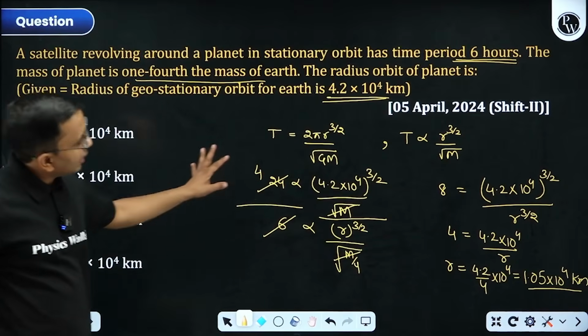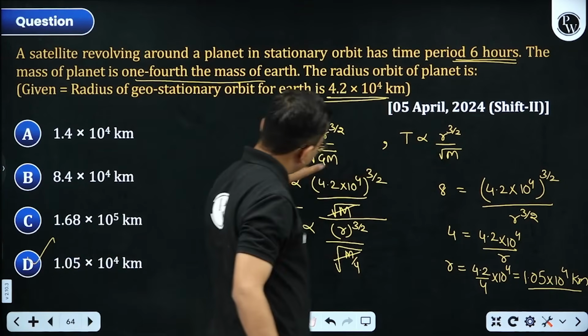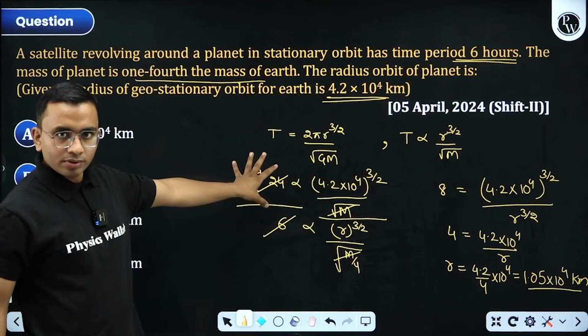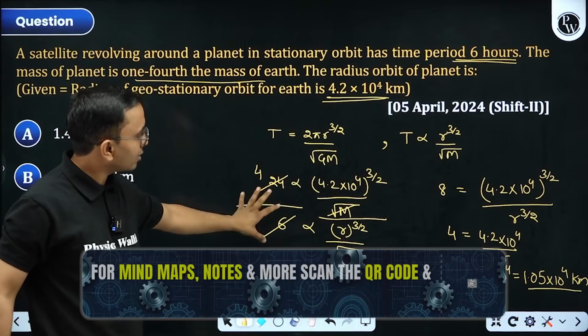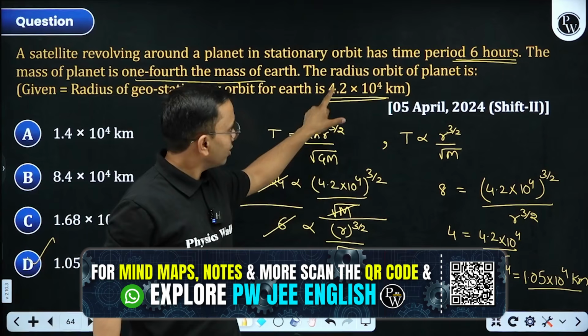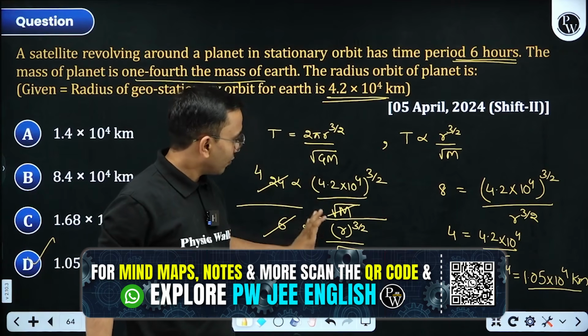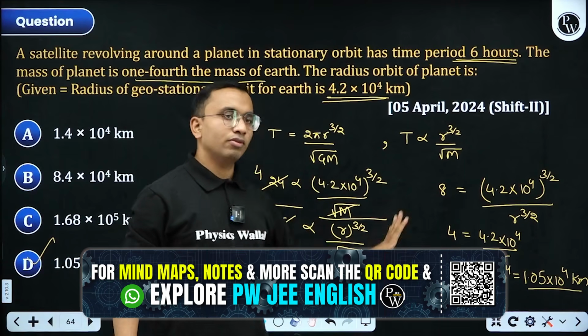We related time period with R and M. For the Earth satellite, we know the time period is 24 hours, the geostationary satellite. For that planet, the time period is given as 6 hours. For the Earth satellite, the distance is given to us. For the other planet, we need to find R. We found it.